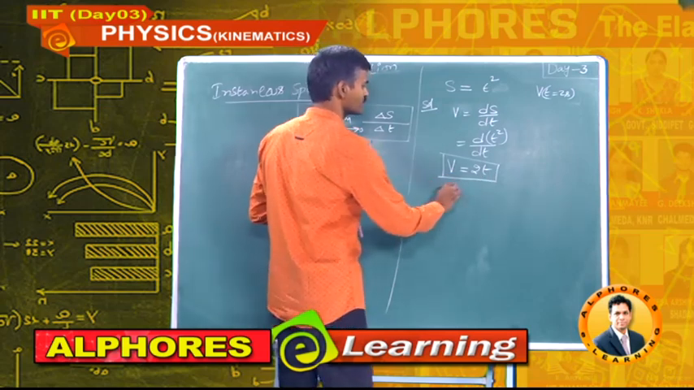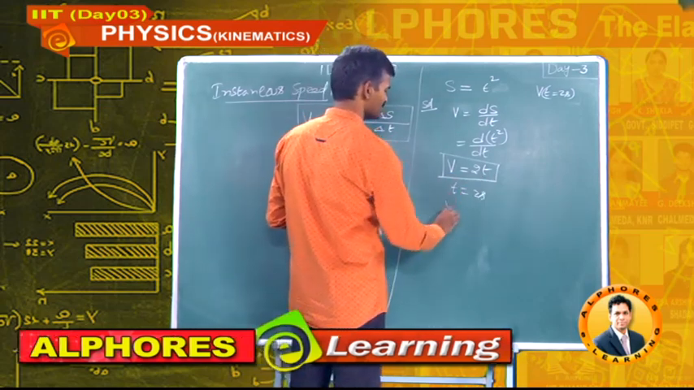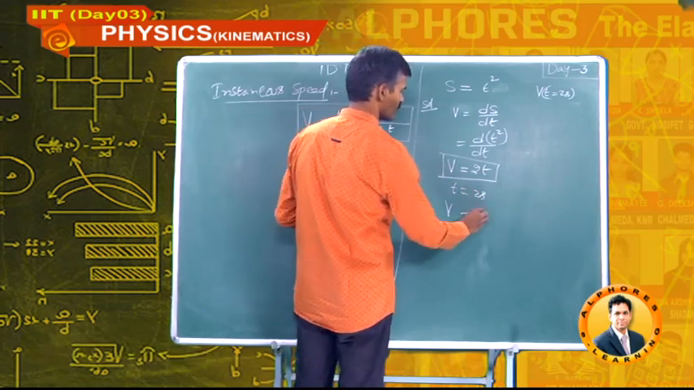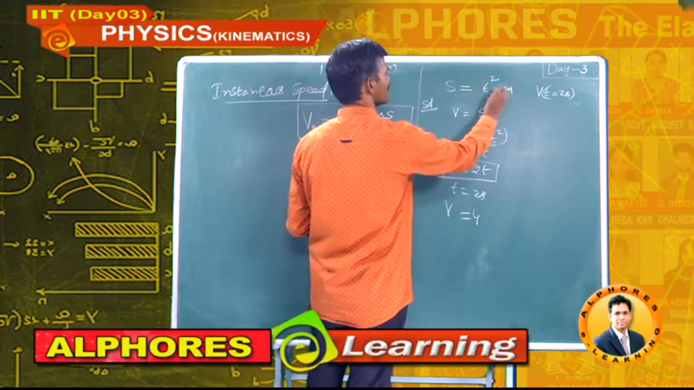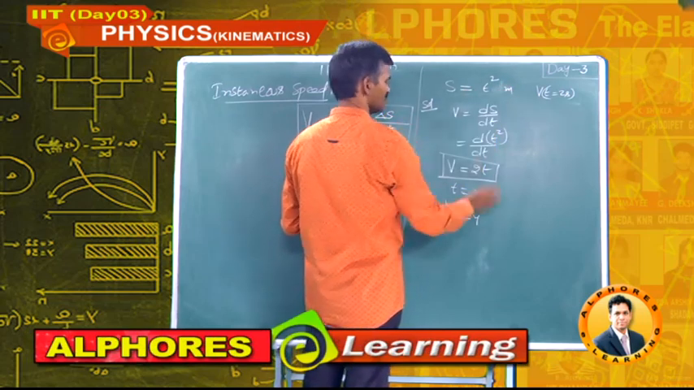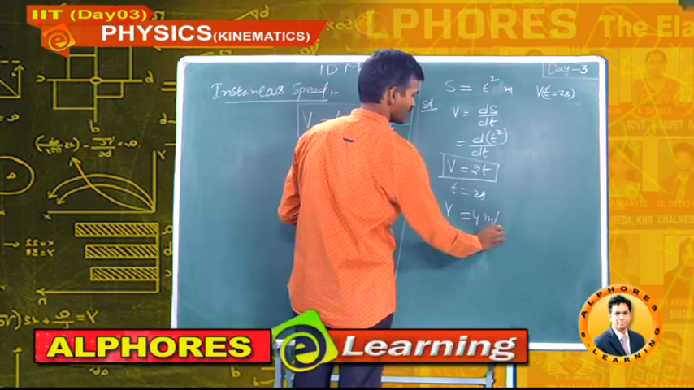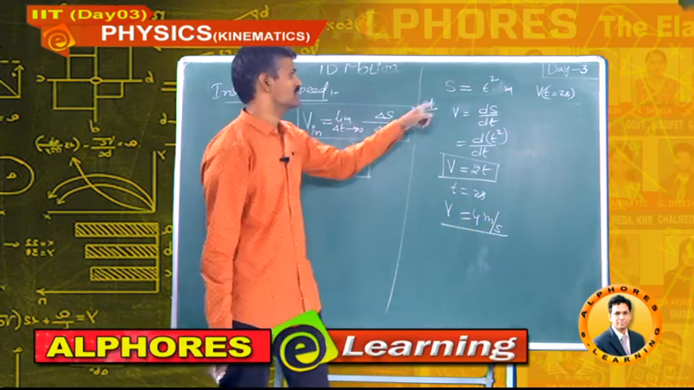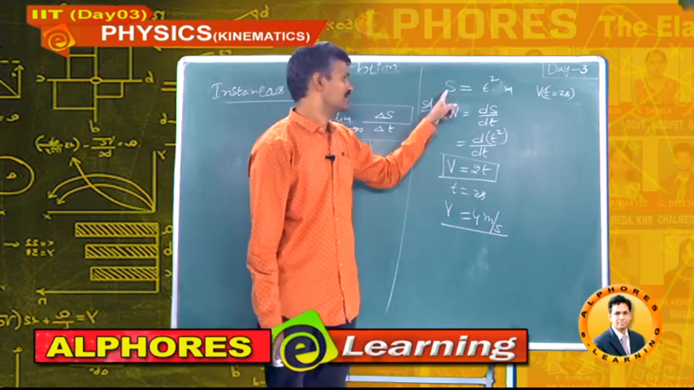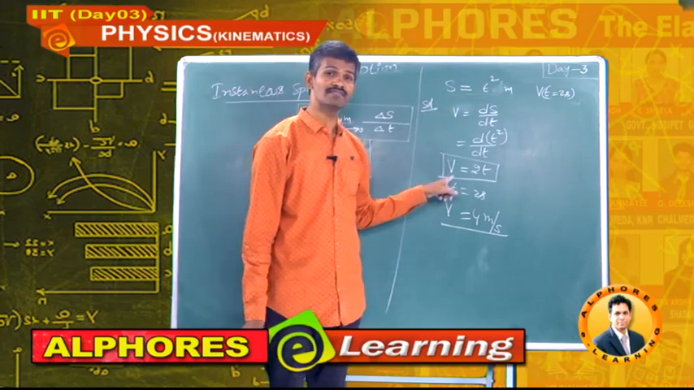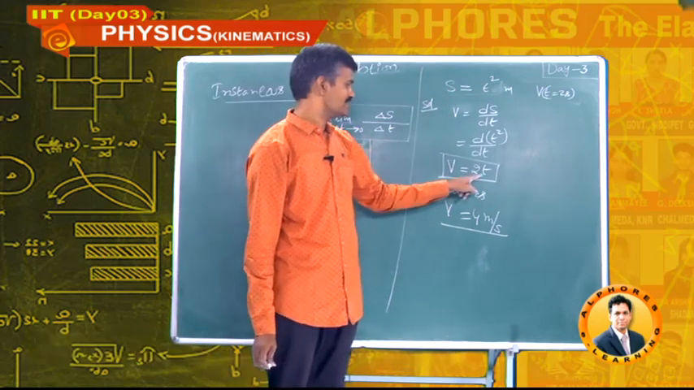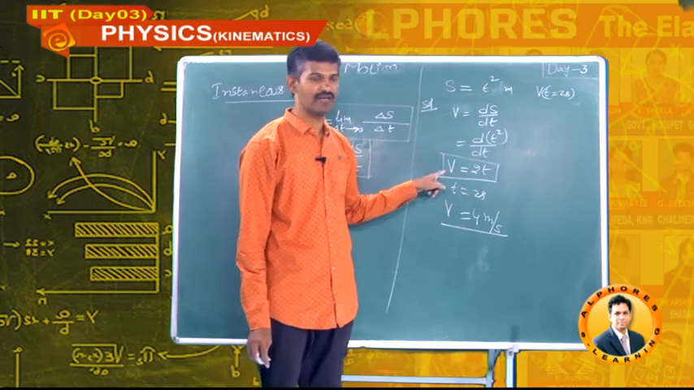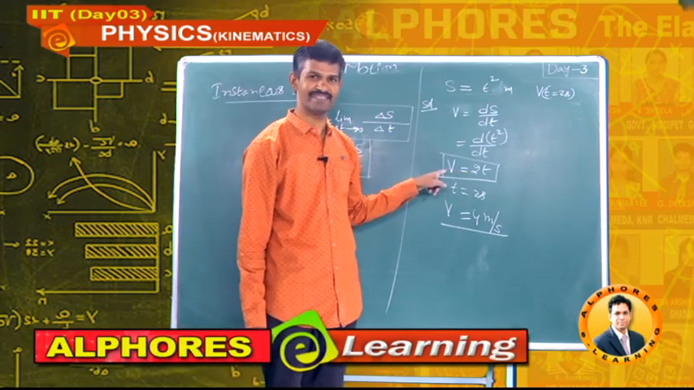So, at t equal to 2 seconds, this instantaneous speed is 4 meter per second. If this displacement is in meters, then this instantaneous speed is in meter per second. This is one important example. You can understand what instantaneous speed is with this example. As the time changes, the speed of the particle changes. For different intervals, it has different speeds.